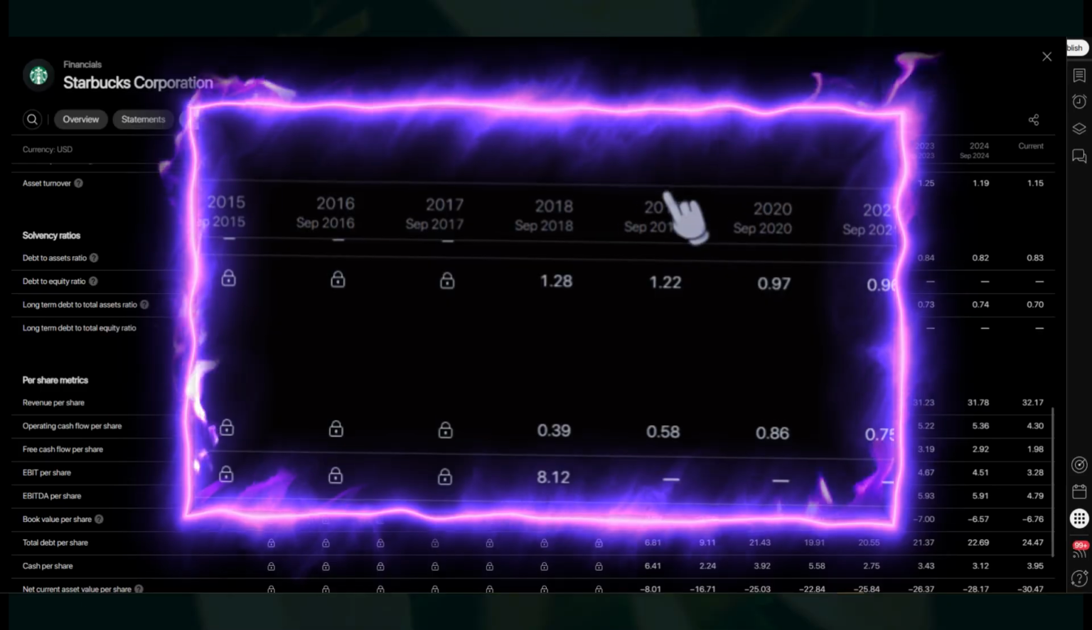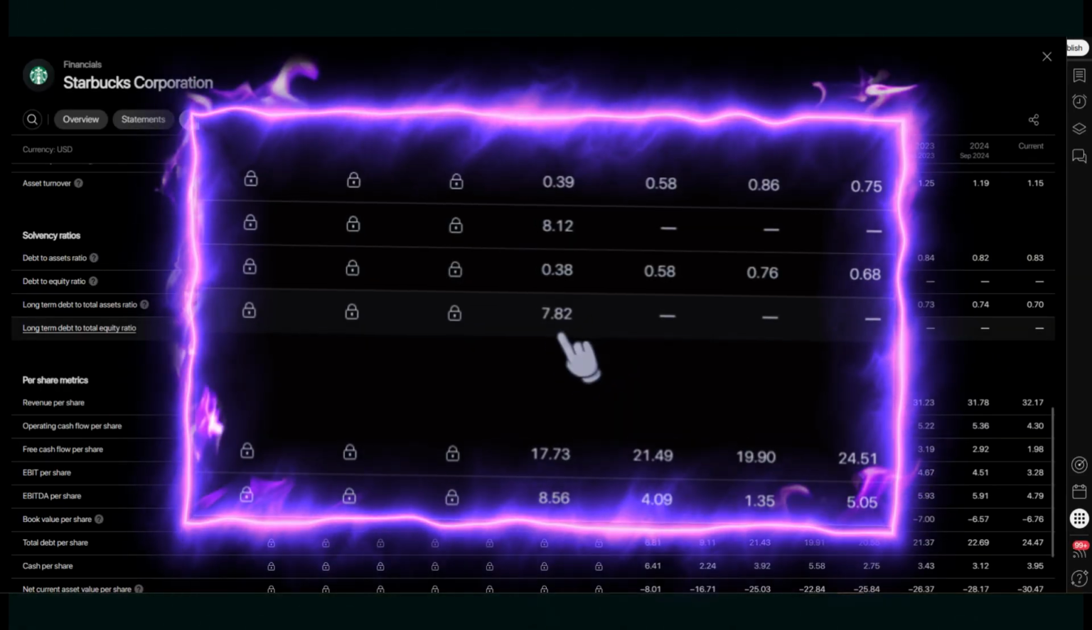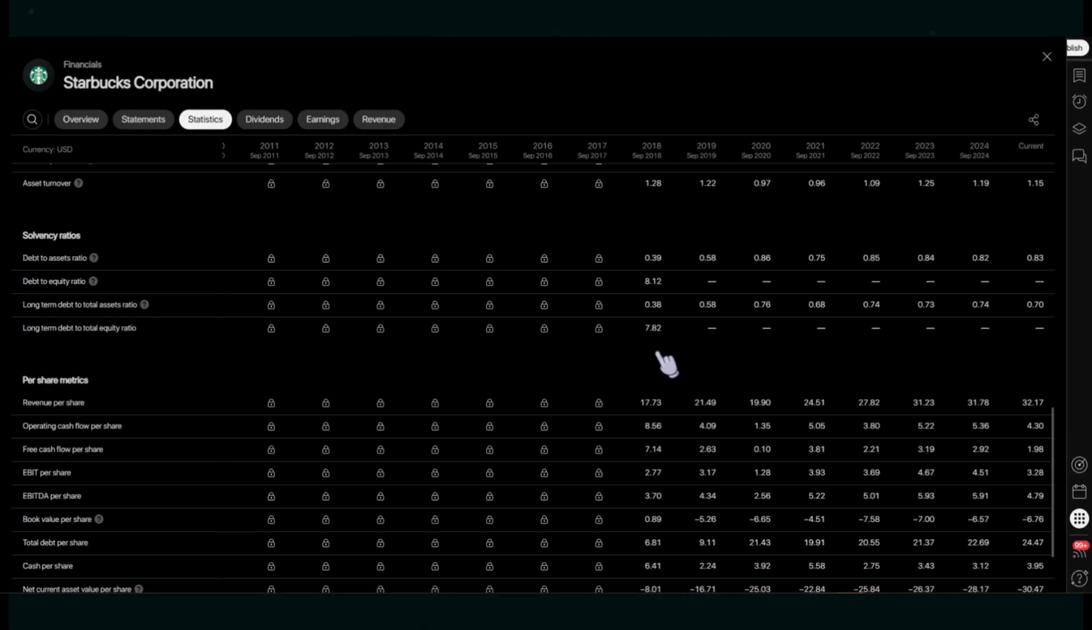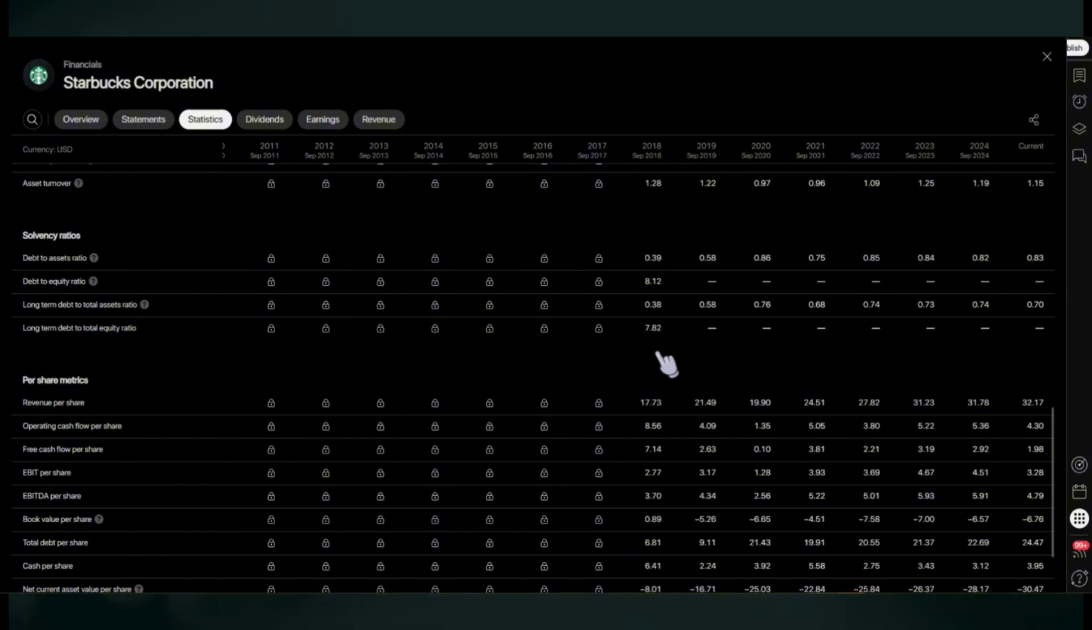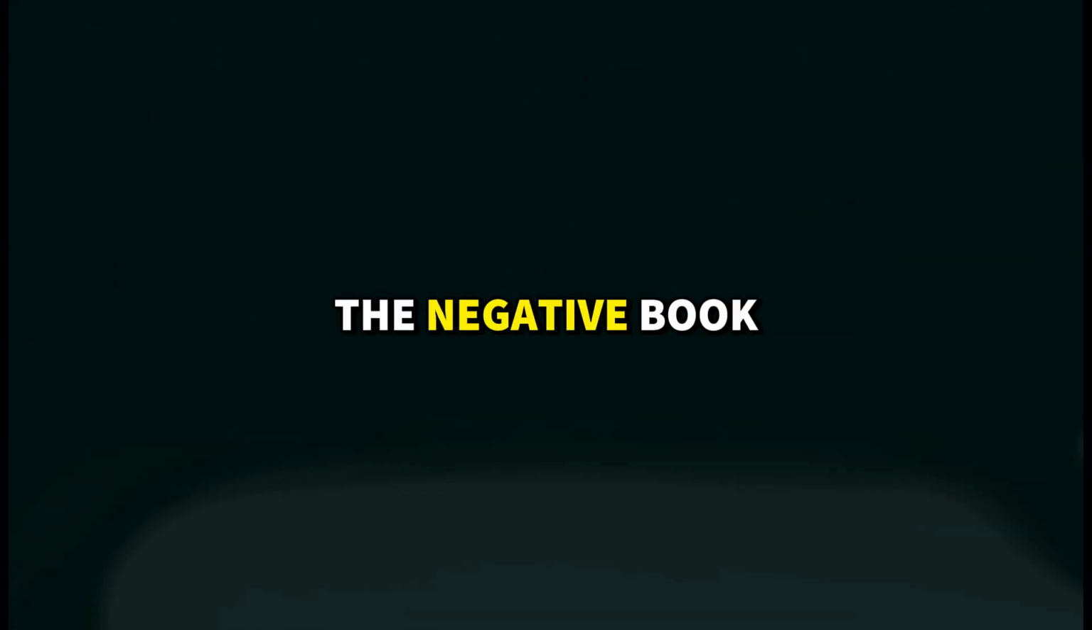The last time TradingView recorded it was back in 2018 at about 7.82. That means Starbucks had nearly $8 of long-term debt for every dollar of equity, already very leveraged. After that, the numbers go blank because their equity dropped so low that the ratio can't be calculated anymore. Again, that lines up perfectly with the negative book value and the sky-high return on equity.